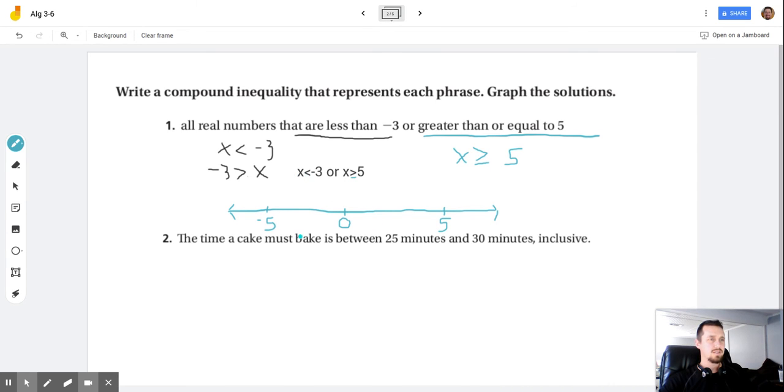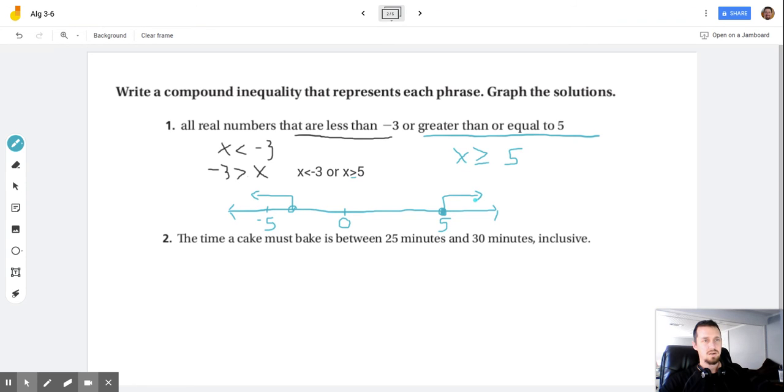Okay, so x less than -3. -3 would be about here. It's less than, not less than or equal to, so it's an open circle, and my arrow points to the left. X greater than or equal to 5. That means a filled in circle. I'll do my best to fill in a circle, and we're going bigger than that.